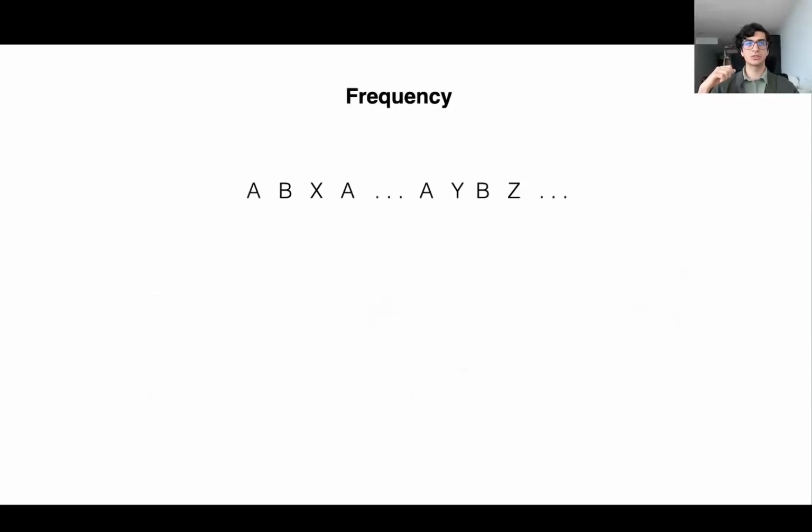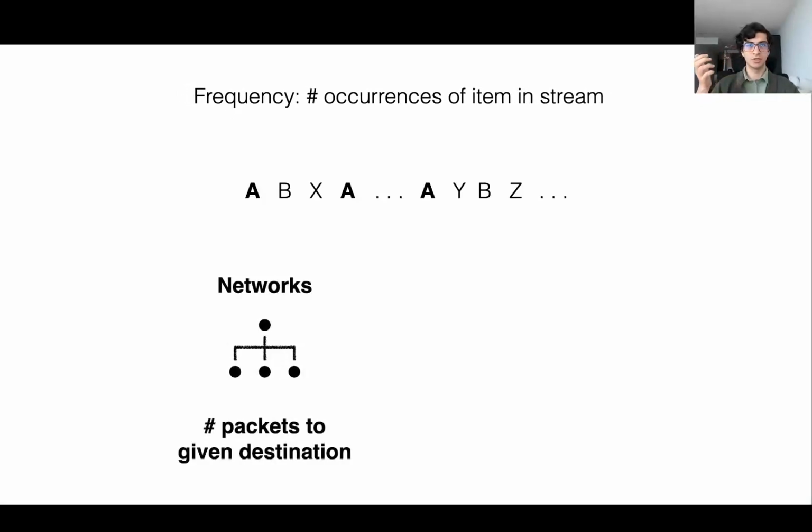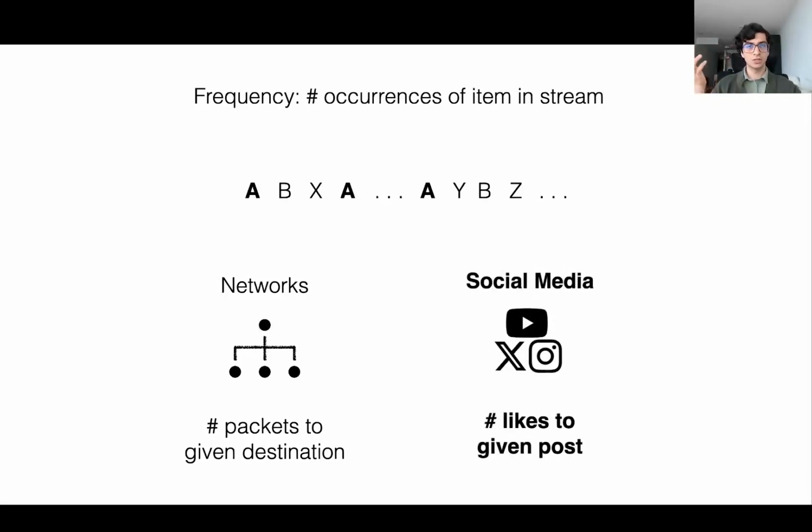Today, we'll be considering the specific problem of frequency estimation. Frequency refers to the number of occurrences of each item in the stream. This statistic has many applications in different domains. So for instance, in the context of a network, one may want to count the number of packets traveling to a given destination. Or in a social media platform, one may want to track the number of likes to a given post. These problems can be formulated as computing the frequency of the target of the packet or the like within a stream of packets and likes.